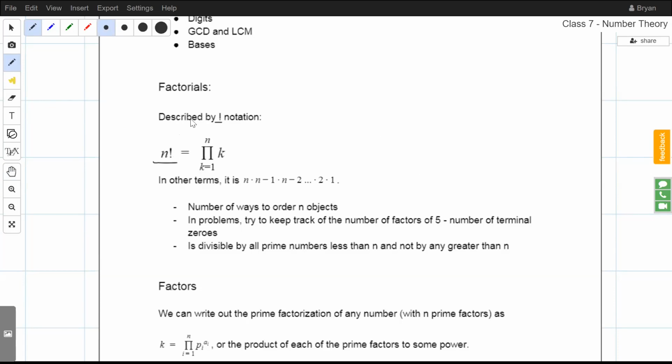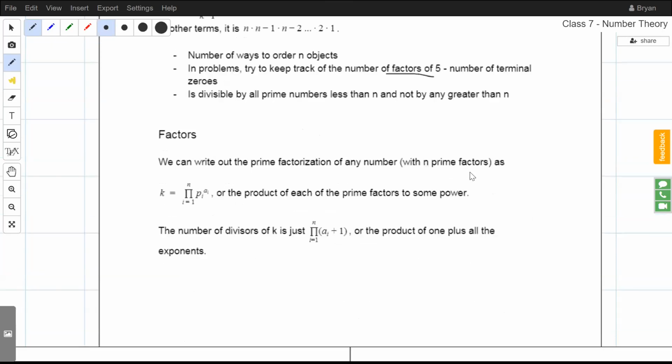And a lot of times in number theory problems involving factorials at least, try to keep track of the number of factors of 5, as this is going to be the number of zeros that the factorial ends with. It'll also be divisible by all the prime numbers less than n, but not by any prime number greater than n, which can be useful when you're looking for these factors at least.